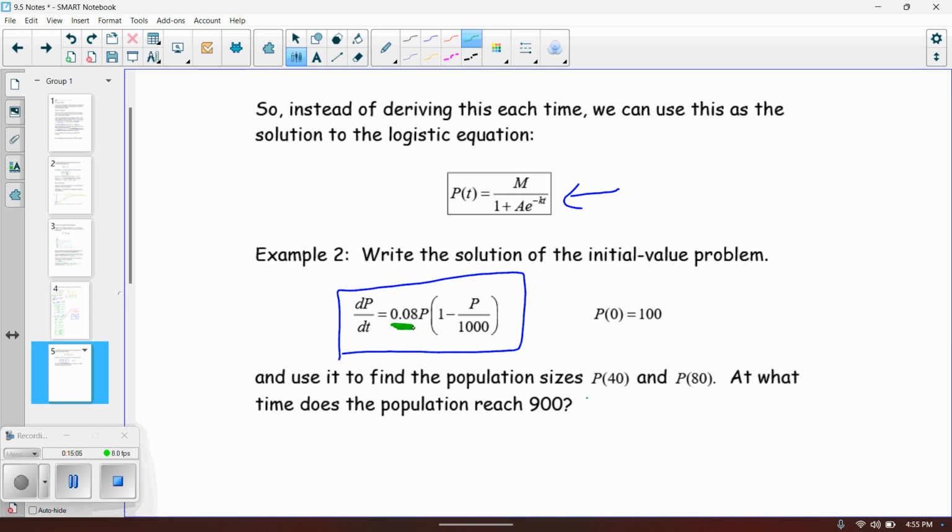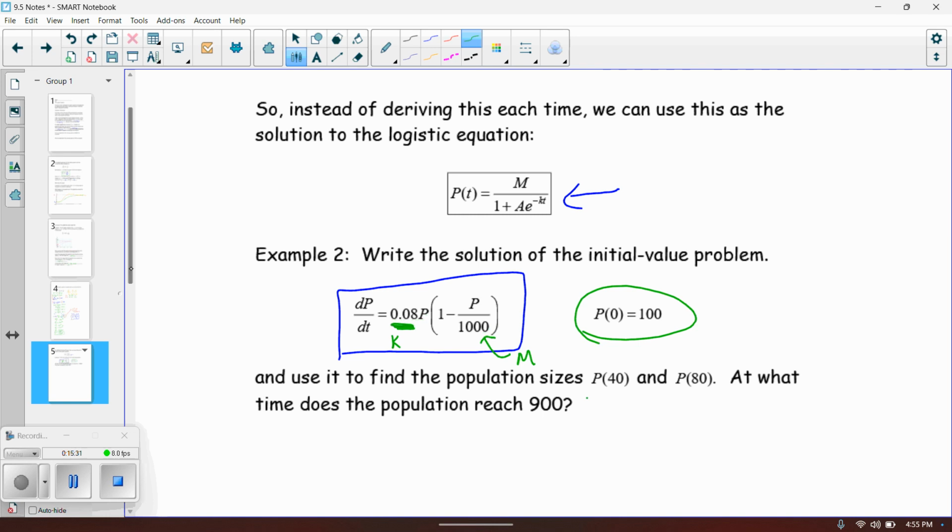Now you do have to know that that's where it is in the differential equation. That's your K value. We know that this right here is your carrying capacity. That's M. The only other thing we need, because we need to have K and we need to have M, we need to have A. And in order to have A, you need the carrying capacity, which we have, and you need the initial population, which they gave to us.